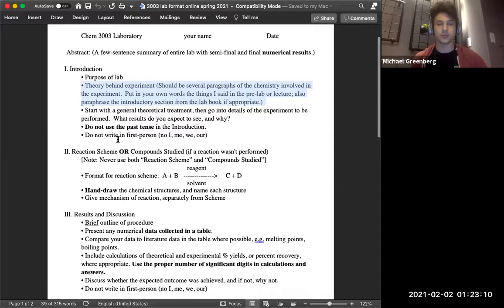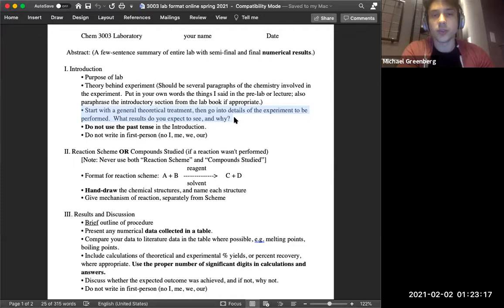Then you go into a general theoretical treatment, which is, of course, what you're going to be doing in theory. So write it as if you're writing about something you're going to be doing in the future, so you haven't done it yet. I know that you guys have already done it by the time you're writing this lab report, but imagine that you're writing it for the first time. In fact, even if you want, write the intro beforehand, before you do the lab, so that it's a little bit easier to get into that habit.